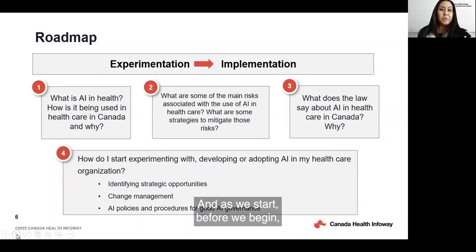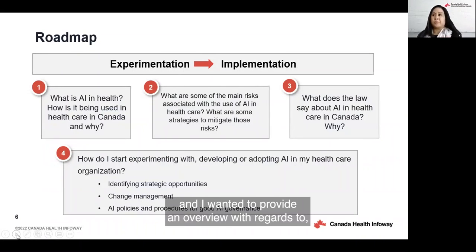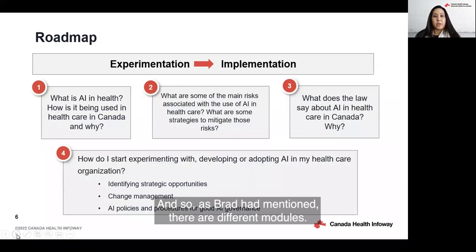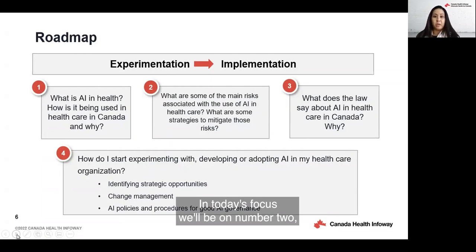Before we begin, I wanted to provide an overview with regards to our primary focus. The whole toolkit helps to guide our understanding of moving from experimentation in AI to implementation. And so, as Brad had mentioned, there are different modules. Today's focus will be on number 2, where we're going to be reviewing some of the main risks associated with the use of AI in healthcare and some of the strategies to mitigate those risks.